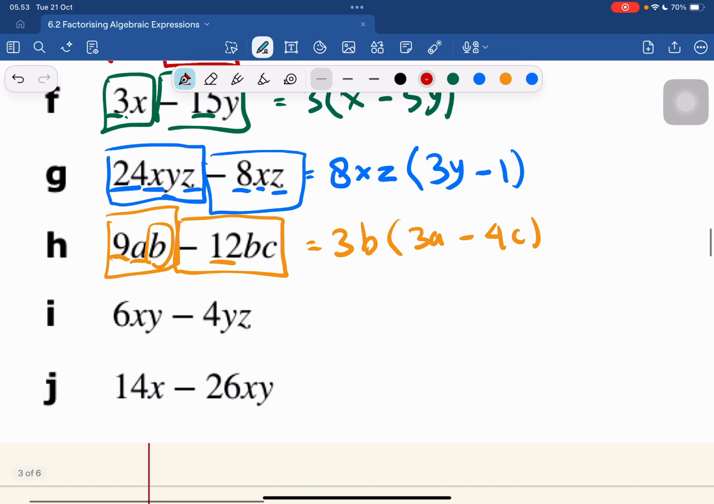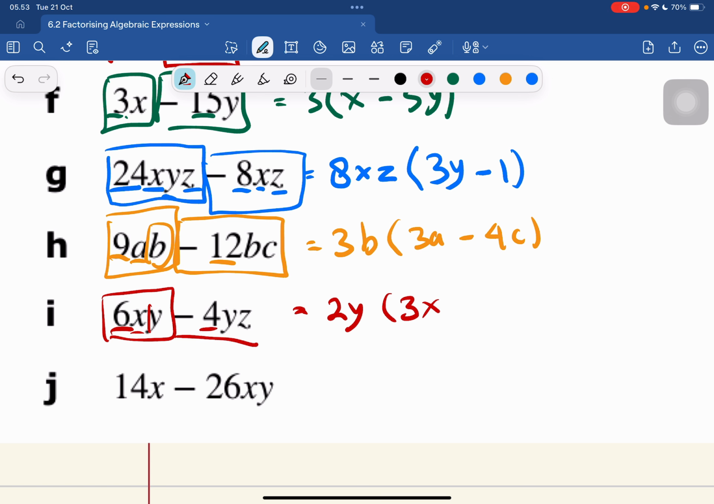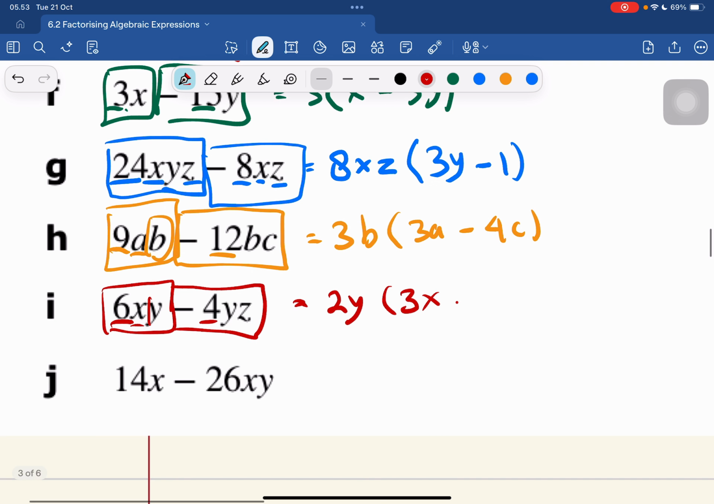Okay, next question. 6 and 4. Highest common factor of 6 and 4 is 2. And then x, okay, there is no highest common. And then y and y. So 2y. So 2y multiply what number to make it 6x and y? So this is 3x. And then multiply what number to make it negative? So negative 2 times what number to make it 4 is 2. And then y times z.